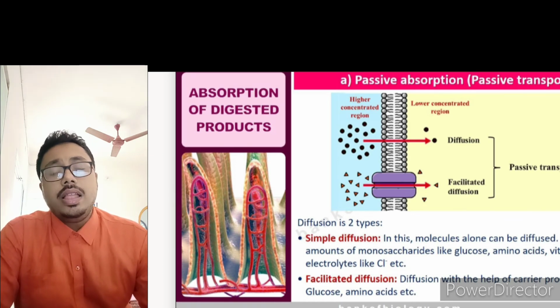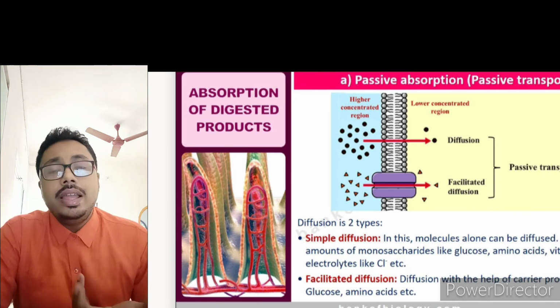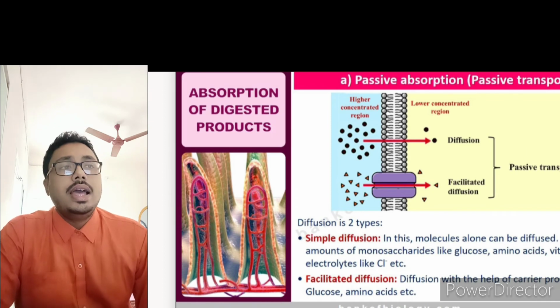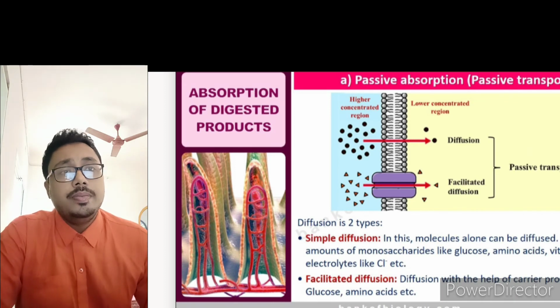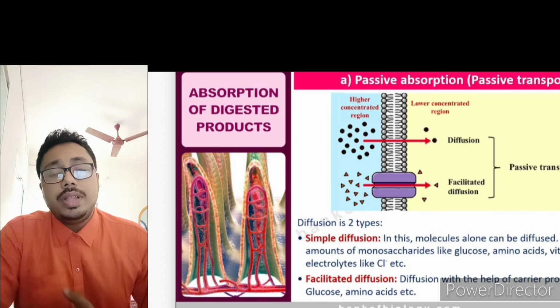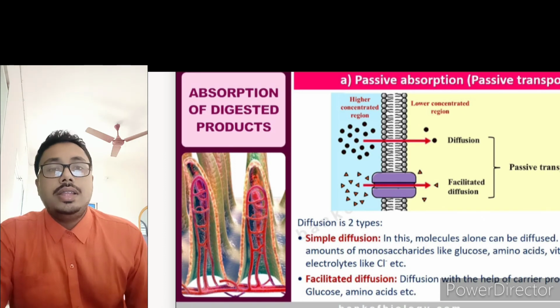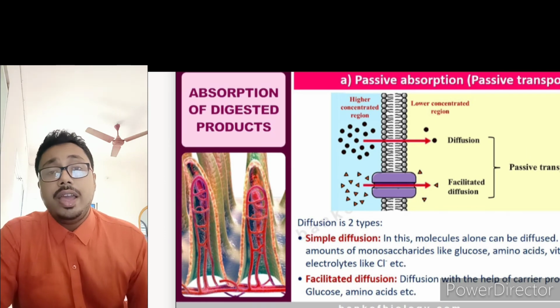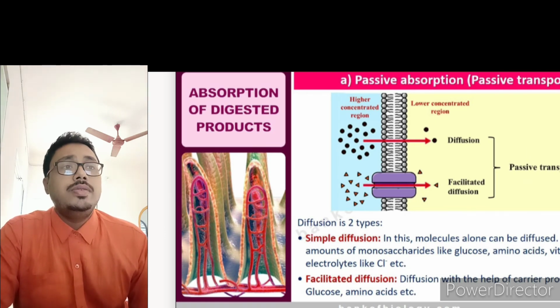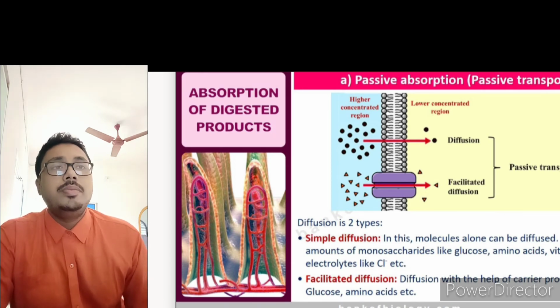That means the small molecules can be diffused simply without the need of any carrier molecules, whereas facilitated diffusion means diffusion occurs with the help of another molecule. So it is known as facilitated diffusion. So the larger molecules get diffused with the help of a carrier molecule, whereas simple molecules of glucose, amino acids, vitamins diffuse with the help of simple diffusion.